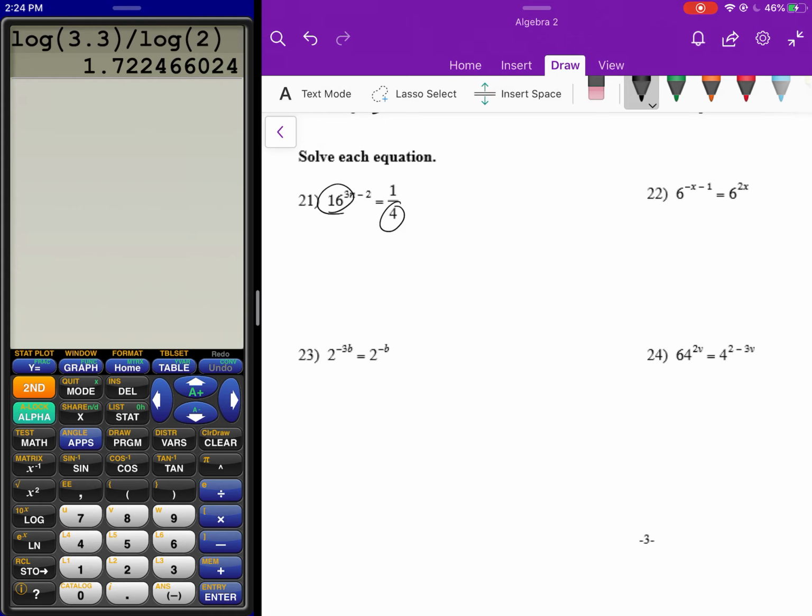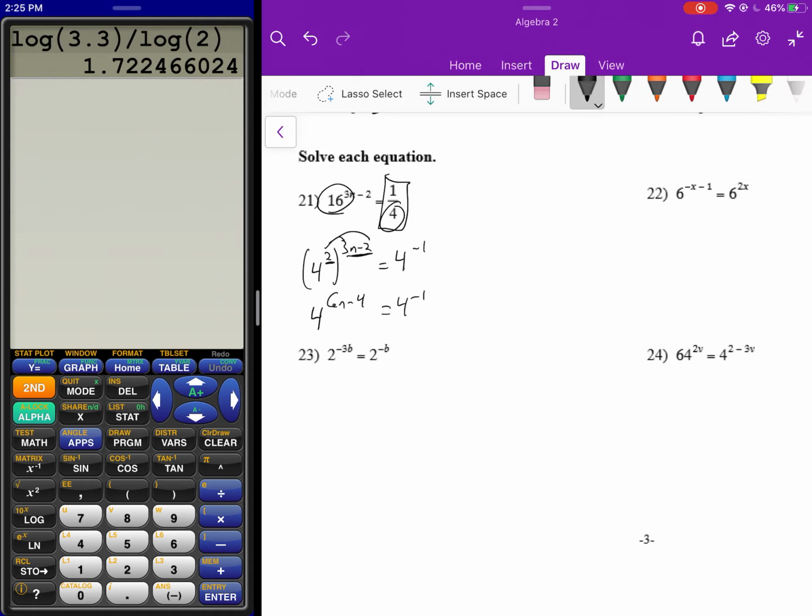So as you've seen before, we can write both of these as a base of 4. So 16 is 4 squared. So instead of writing 16, we're going to put 4 squared to the 3n minus 2. And instead of writing 1/4, we know if a 4 is in the denominator, we can write that as 4 to the negative 1. Now, when we have a power raised to a power, we multiply. So 4 to the 6n minus 4 equals 4 to the negative 1.